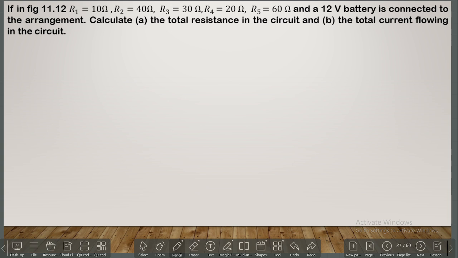Next, in the figure 11.12, R1 is equal to 10 ohm, R2 is equal to 40 ohm, R3 is equal to 30 ohm, R4 is equal to 20 ohm, and R5 is equal to 60 ohm. So how the combination is given means it's like this.